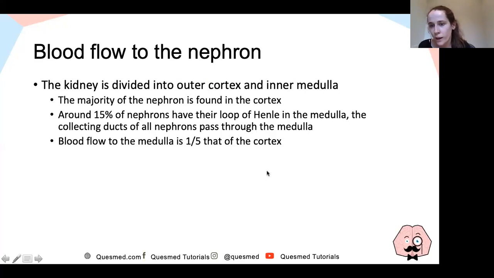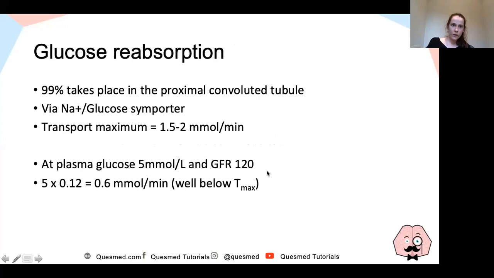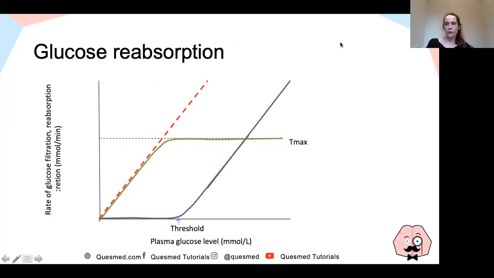So can I re-explain the filtration reabsorption graph? I certainly can. So here we go. What we're talking about here is glucose reabsorption. We've got 3 lines here. The red dotted line is the glucose that's filtered from the glomerulus into the Bowman's capsule.